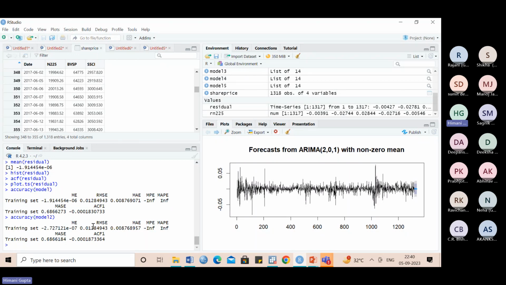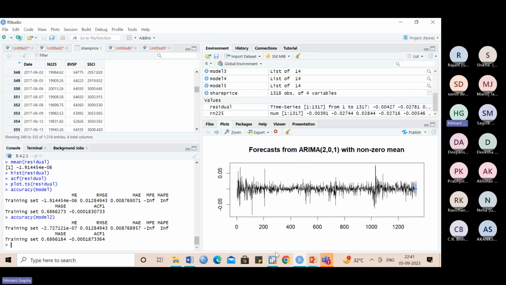But if you see over here that there is a competition among the models. See, 0.0128 4943, 0.0128 4943, 0.008 769071. Over here, 0.008 768957. So if I'm going to check, which model is the best model?